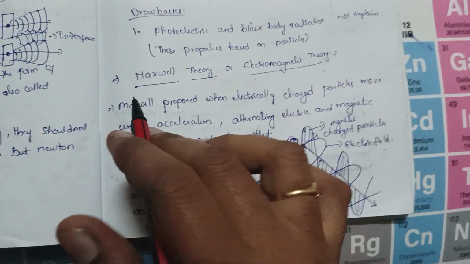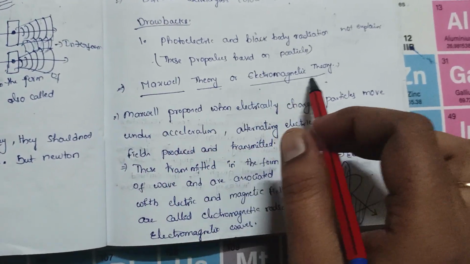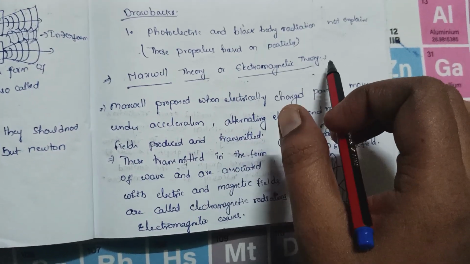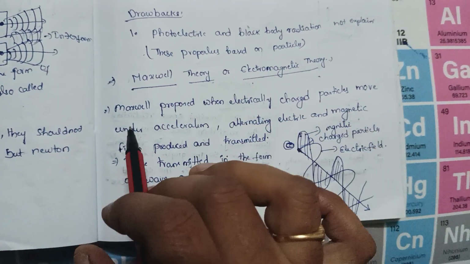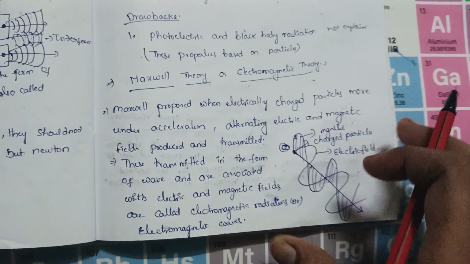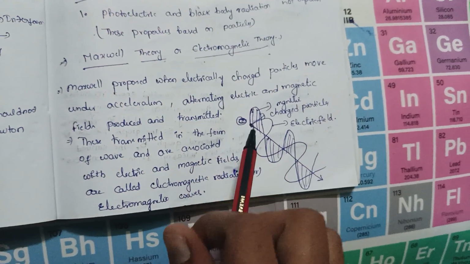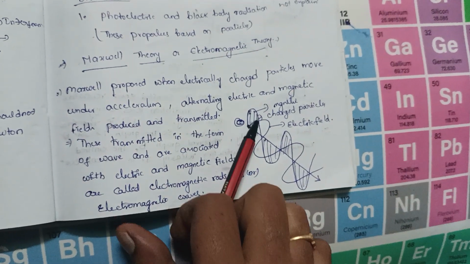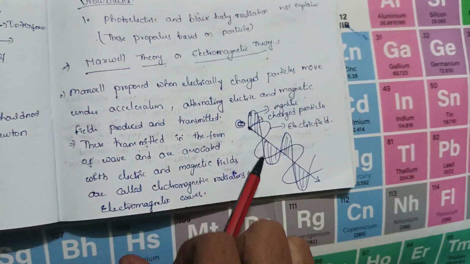Next one is Maxwell theory or electromagnetic theory. Maxwell proposed a theory, it is called electromagnetic theory or Maxwell theory. Maxwell proposed that charged particles moving under acceleration produce both an electric field and a magnetic field.